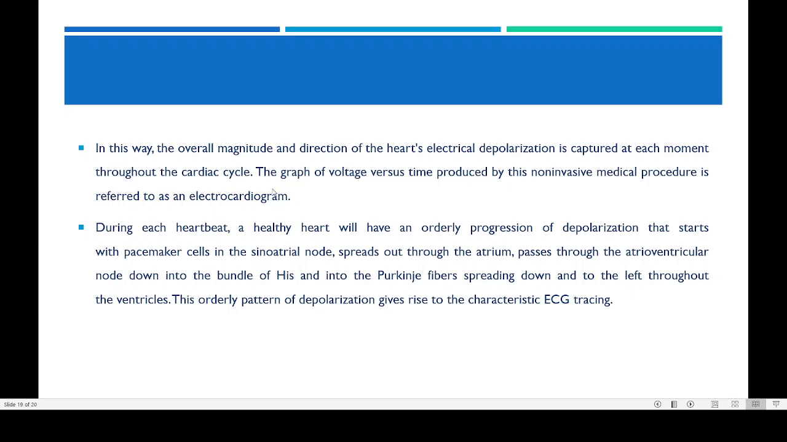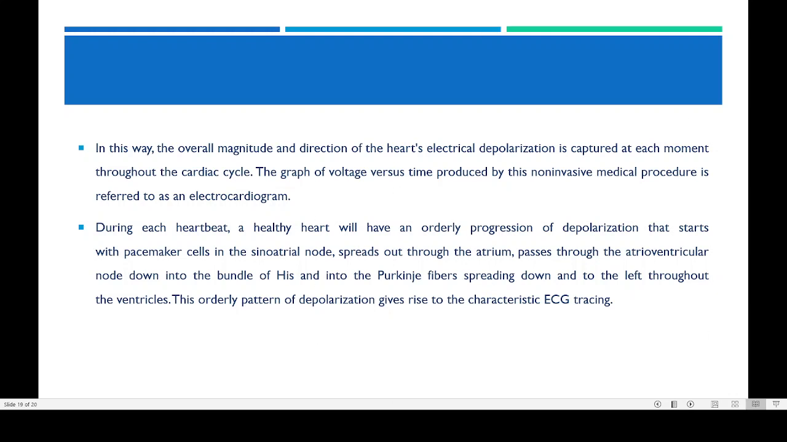Now, during each heartbeat, the healthy heart will have an orderly progression of depolarization. Maybe in your plus 2 classes you have studied the movement of depolarization on a nerve, and if you do not remember that, we will take that up again in the module on the nervous system. So right now just remember that it is simply a change in the polarization, or change in the electrical activity, of the nerve, and that is gradually moving through the nerve in an orderly manner.